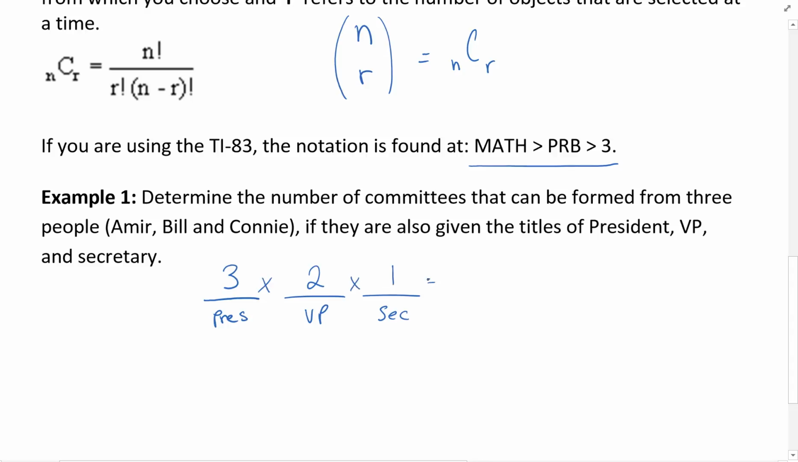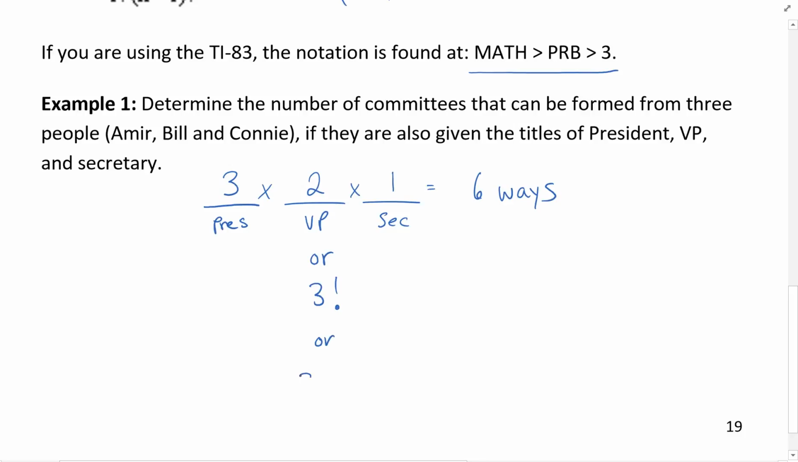That's our fundamental counting principle that we've done before. So there's 6 ways for those titles to be given. We could also look at that as 3 factorial or as 3P3. So that's review. We've done that before.